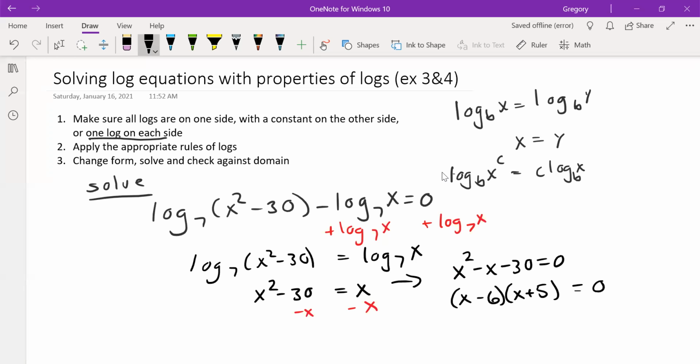And if you recall your zero product property, we'll say x minus 6 equals 0, x plus 5 equals 0. Solving each one gives me x equals 6 and negative 5.